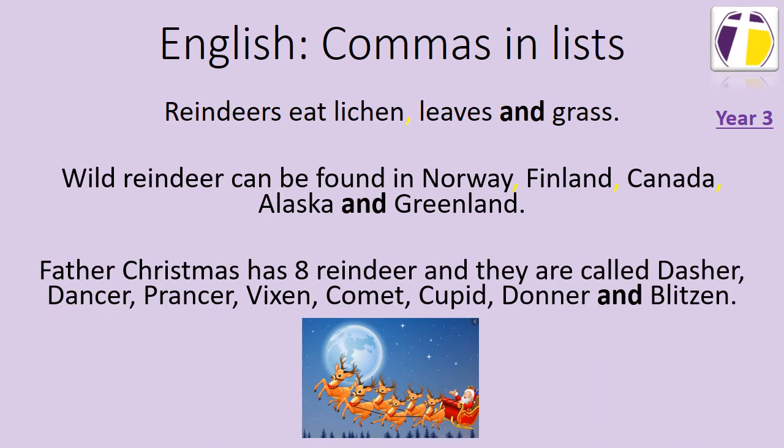Father Christmas has 8 reindeer and they are called Dasher, Dancer, Prancer, Vixen, Comet, Cupid, Donner and Blitzen. We've used and, remember, because it's before the last name in the list, and we've used commas between every other name in the list.